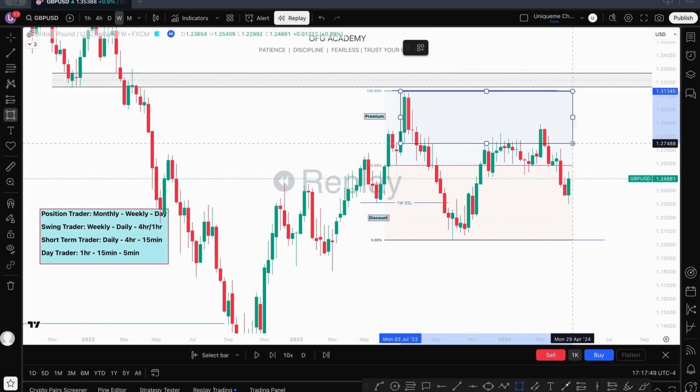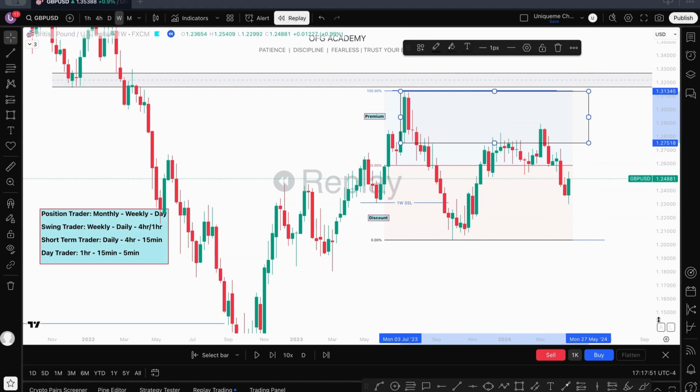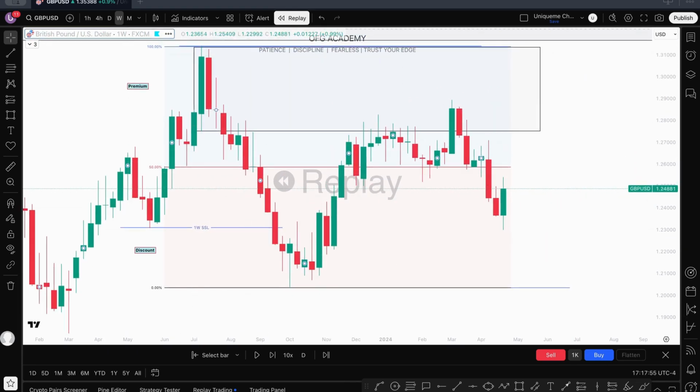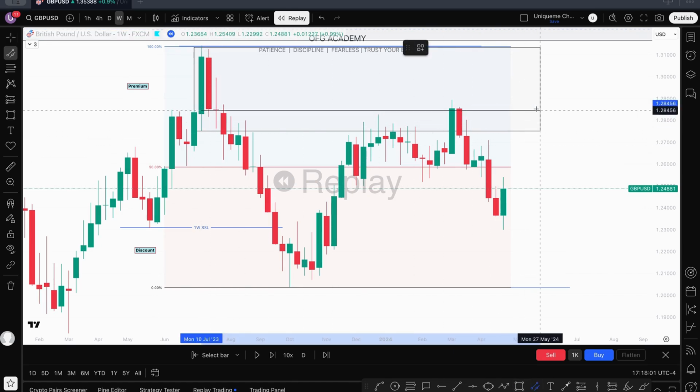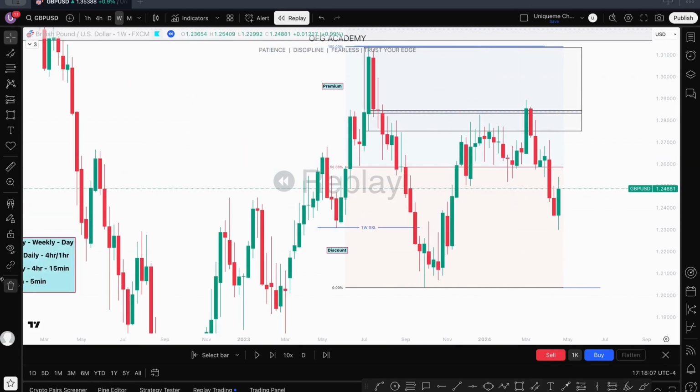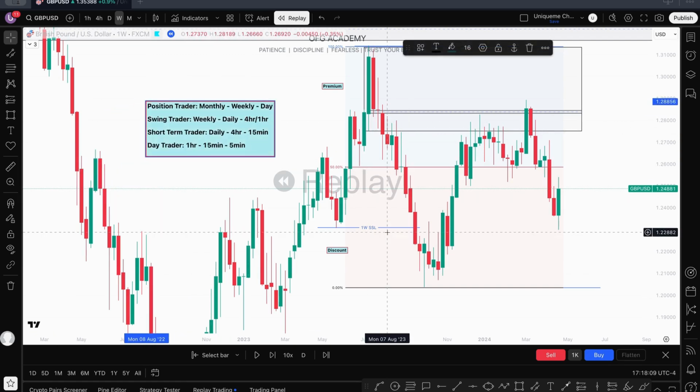Now, what do I have again? Institutional reference point, my other block. Is there a fair value gap? No. But I have something here. I have a volume fair value gap. Can you see it here? I have a volume fair value gap here. Can you see it? Now, on my weekly, right, price has shifted structure.